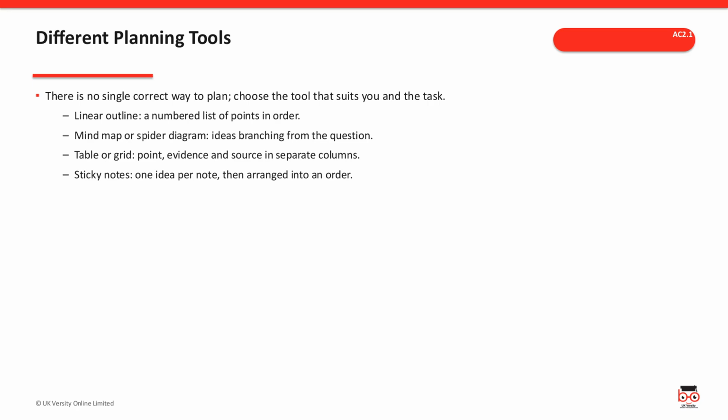There's no single correct way to plan, so it's worth trying a few tools. A linear outline is just a numbered list of points in order. A mind map branches ideas out from the question. A table gives you point, evidence, and source in neat columns. And some people swear by sticky notes, one idea per note, then shuffled into the best order. Pick whatever fits you and the task in front of you.